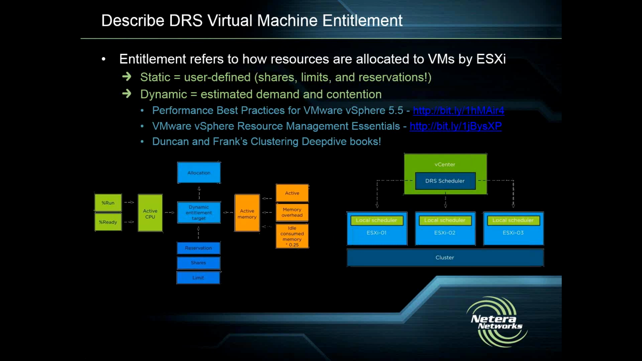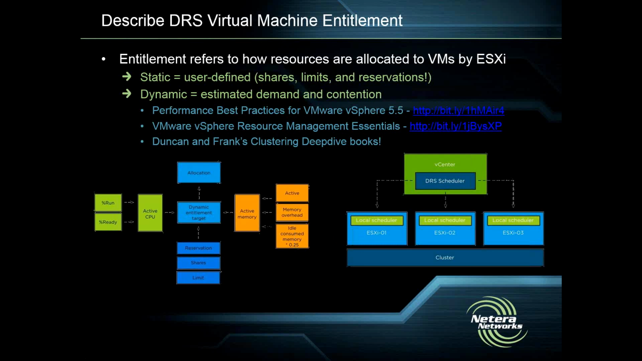Shares. Well, let me go to limits, I guess, just because reservations and limits are kind of polar opposites. So if the reservation is the minimum amount of resources guaranteed, then the limit is the maximum amount that a particular VM can use of any resource, right? In this case, we're talking CPU and memory.